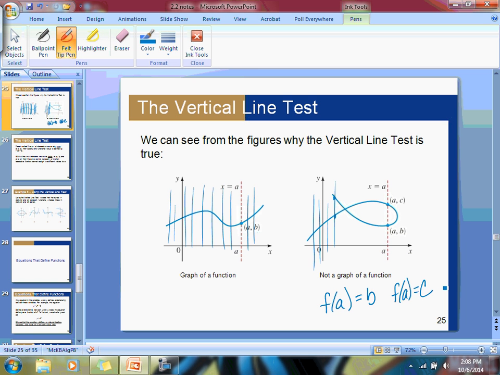So that would be like substituting 1 into an equation and getting an answer of 5, and then substituting 1 into an equation and getting an answer of 6. That can't happen. If you put 1 into the function and you get an answer of 5, the answer is 5 every time you put 1 in.